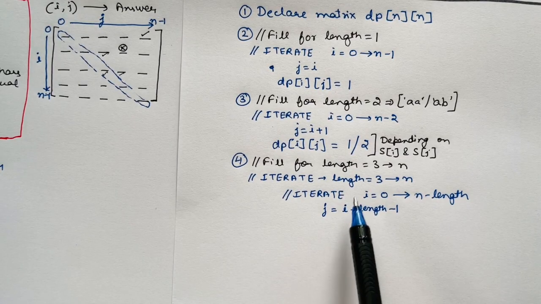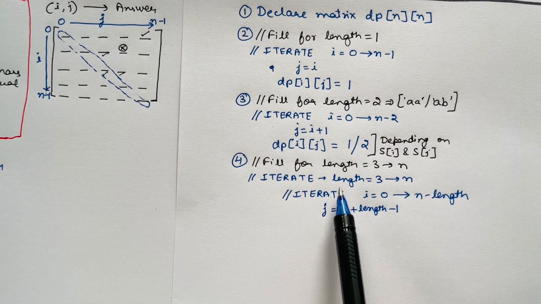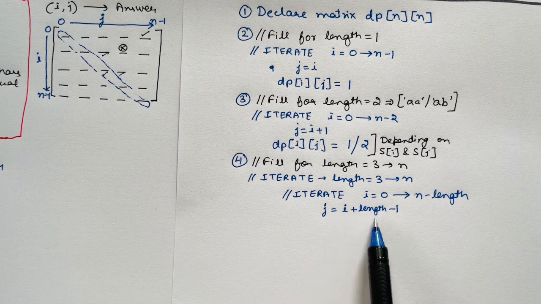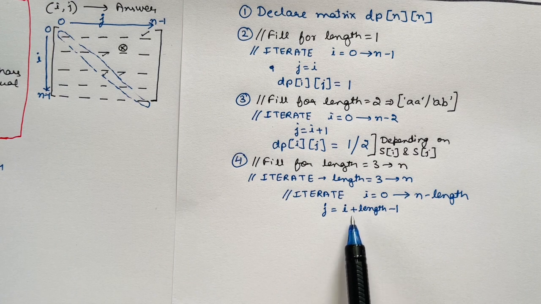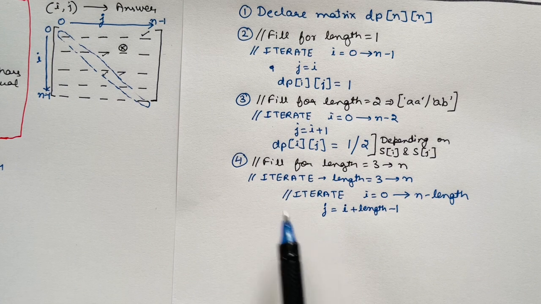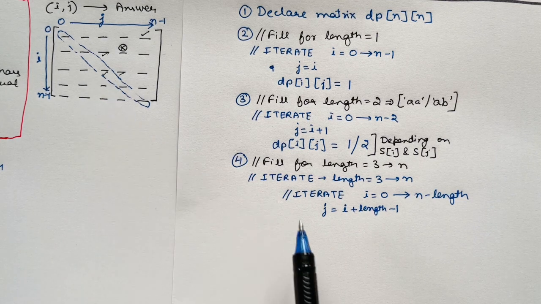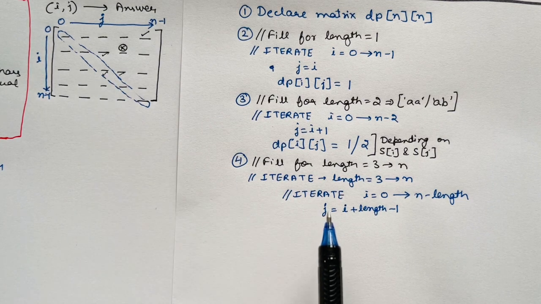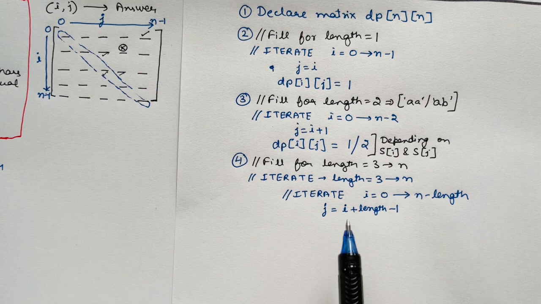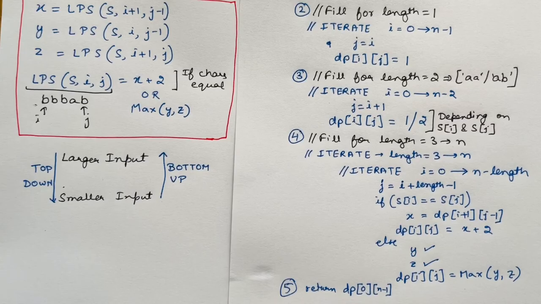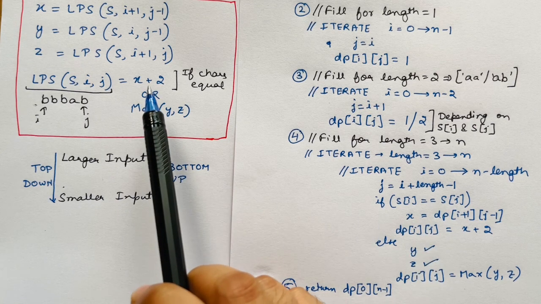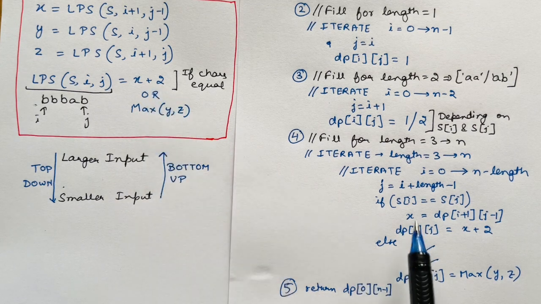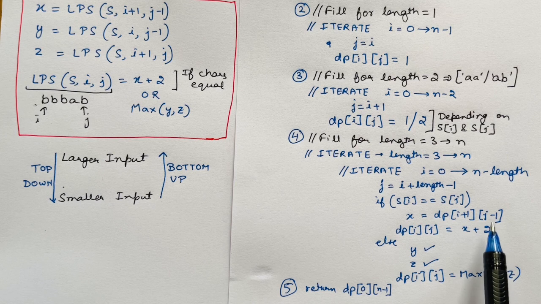Now we know the starting position i and we know the length, so we know what will be the value of j. Now we have i and j, so we have to fill the value for a particular ij, and we know how to fill it. We will first check if the two characters at i and j are equal. If the two characters are equal, then we know our value will be x plus 2. And how do we get x? x will be equal to dp[i+1][j-1]. So we can fill this value.